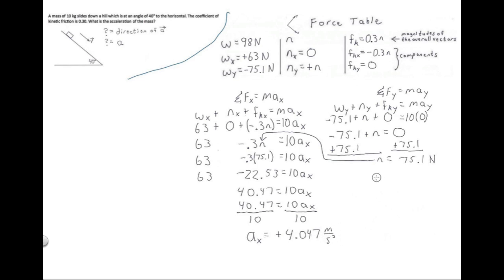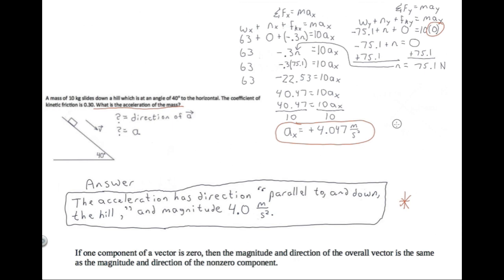I encourage you to arrange your algebra in two adjacent columns. As I've illustrated here on the screen, this two-column approach will help you to keep your algebra organized. Now we're ready to answer the question. The question was asking for the acceleration of the mass. Since acceleration is a vector, I'm going to choose to interpret this question as asking for the direction and magnitude of the overall acceleration vector.